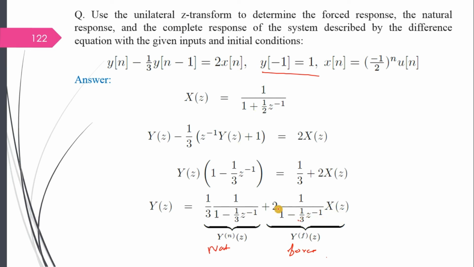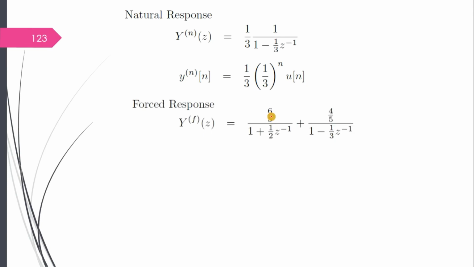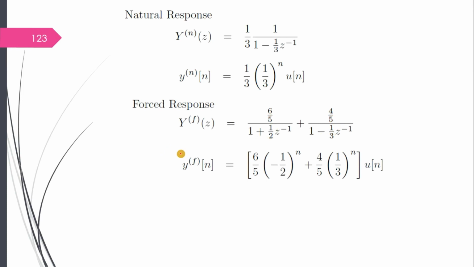There are two factors. Hence you need to take partial fractions. So applying partial fractions, we get a equal to 6 by 5 and b equal to 4 by 5. So for the complete response, this one is the forced response inverse ZT. Here plus is there, that's why minus 1 by 2. Here minus is there, that's why 1 by 3 raised to n u of n.